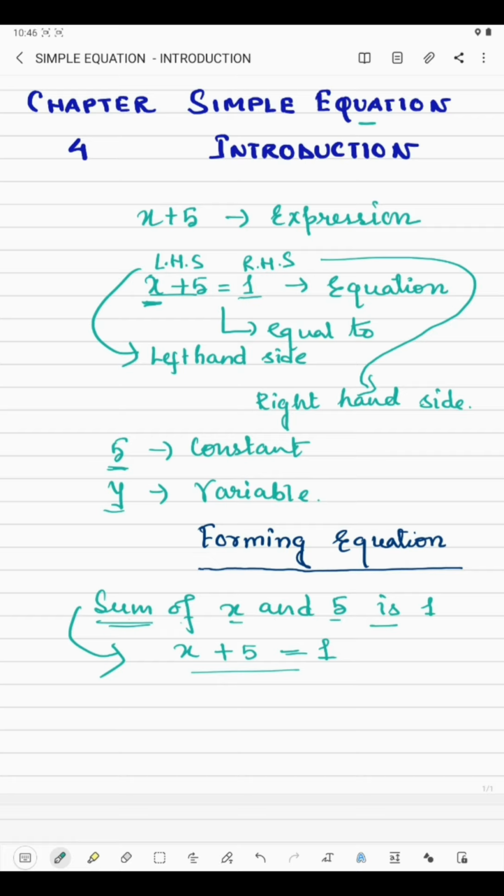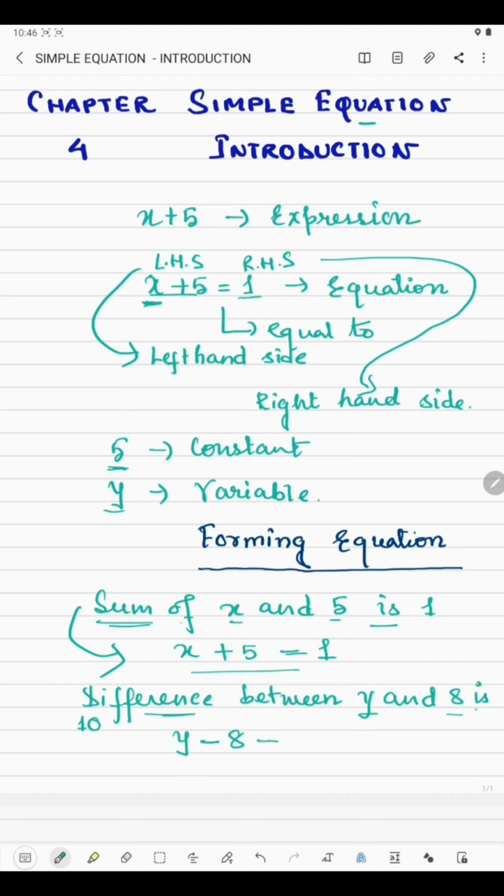Now next, suppose difference between y and 8 is 10. Difference means minus, so we will have to put a minus sign in between y and 8. So the equation will be y minus 8 is 10, meaning equals to 10. So the equation for the statement difference between y and 8 is 10 is y minus 8 is equal to 10.